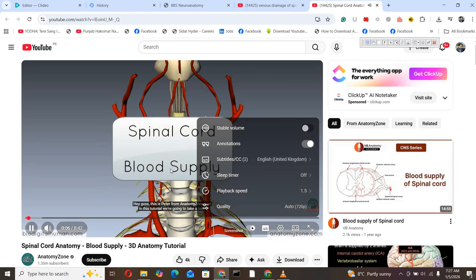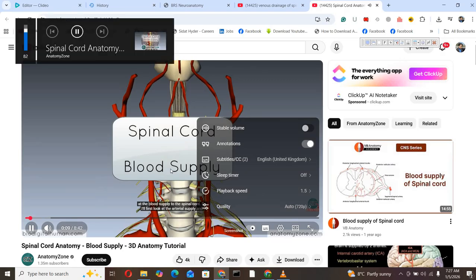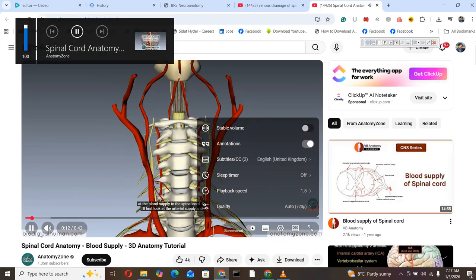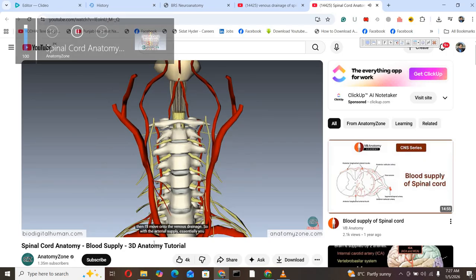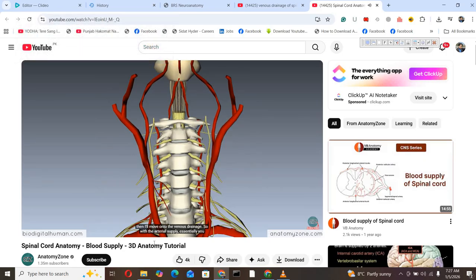Hey guys, this is Peter from Anatomy Zone, and in this tutorial we're going to take a look at the blood supply to the spinal cord. So I'll first look at the arterial supply and then I'll move on to the venous drainage. With the arterial supply, essentially you have two sources which supply the spinal cord.